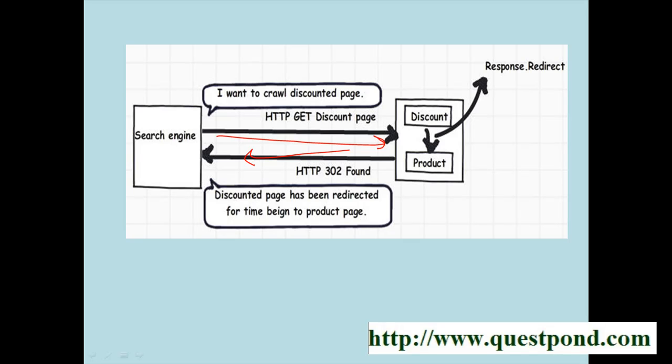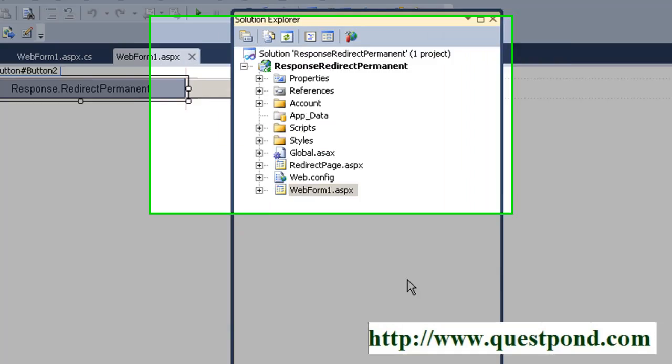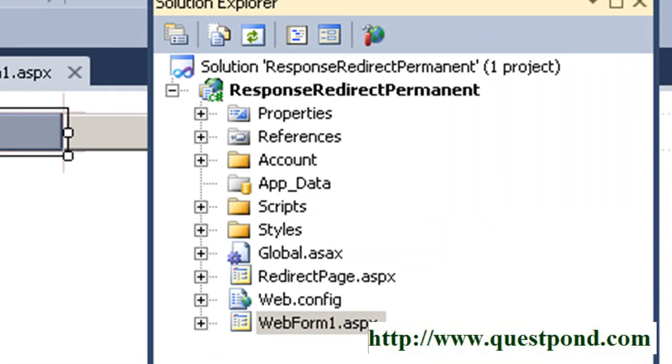So in other words, response.redirect is really not a way to solve this current problem, where you want the users of the discount page to be preserved, as well as you want the data to be redirected to the products page. The solution to this is to use response.RedirectPermanent. So let's try to demonstrate the same theory we have discussed till now using a sample project.